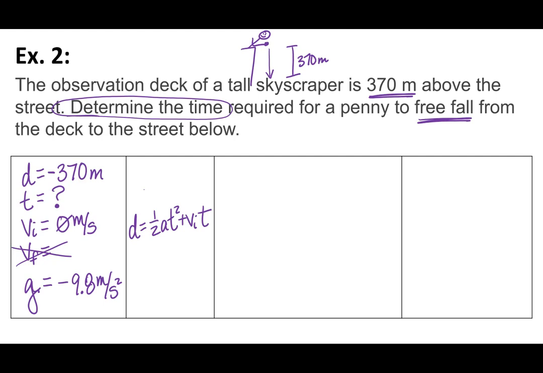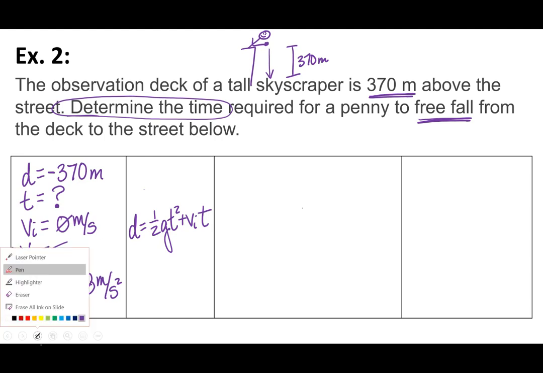Hopefully by doing a few of these, you'll see the pattern, okay? If time is involved and you cross off the VF, it's this equation. A becomes g. All right, well, look here. We have d. So now it's time for the math.